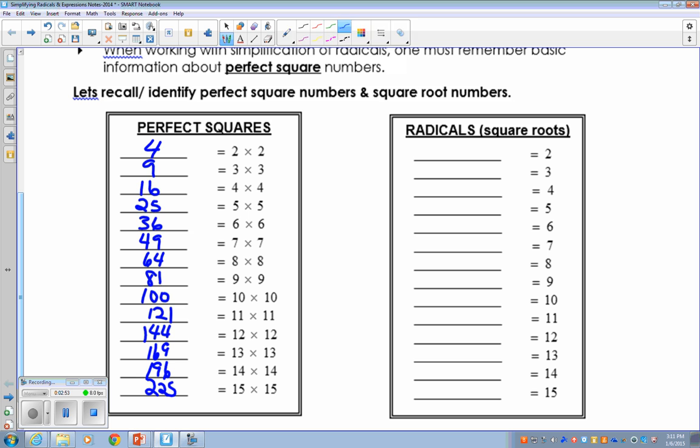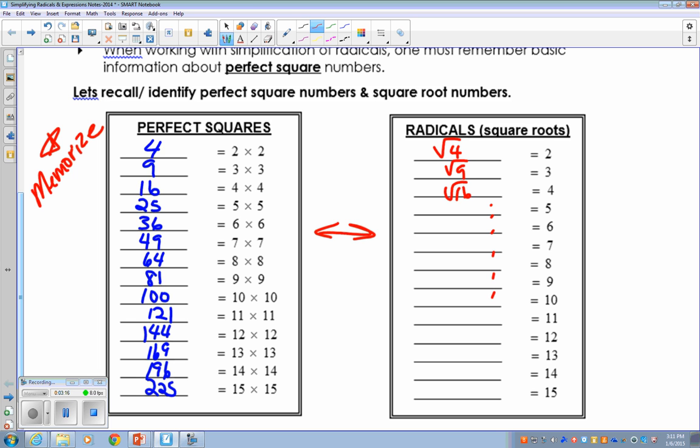Basically, what I'm going to put here, they go together. This is what you need to memorize. This is what will be part of your 60-minute check. All we want to make sure is that if you know the perfect square, you know its square root. So the square root of 4 would be 2. Do you see how these just go together?